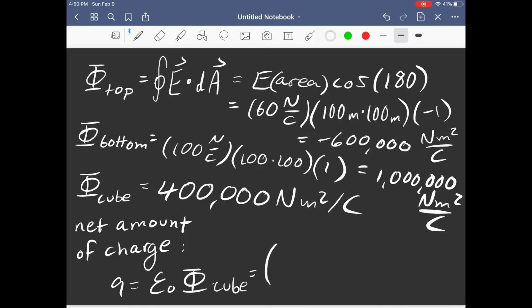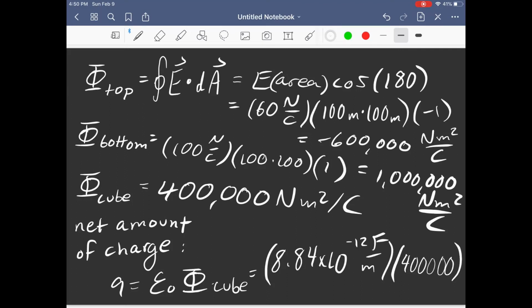All right, so our constant, the permittivity of free space, if you look it up, it is 8.84 times 10 to the -12th farads per meter. And we'll multiply that by 400,000 newtons meters squared per coulomb. And we get a final answer of 3.54 times 10 to the -6 coulombs. That's our final answer.